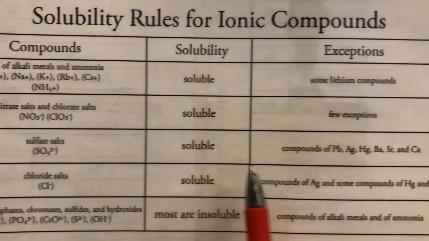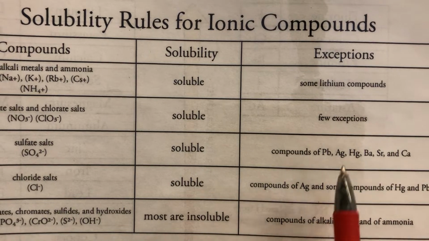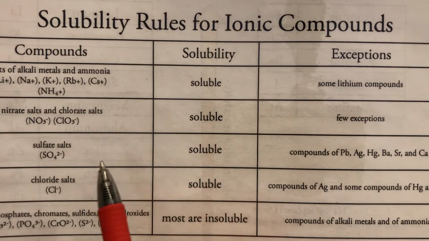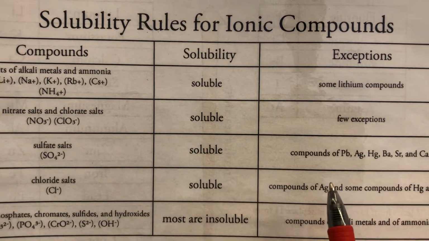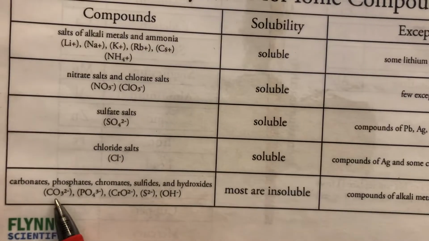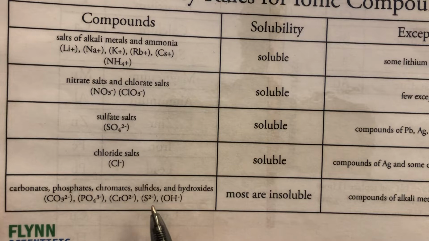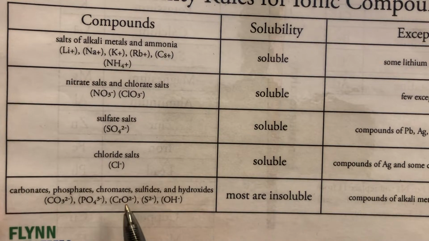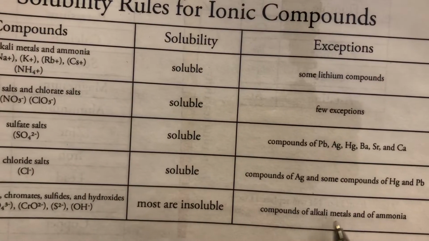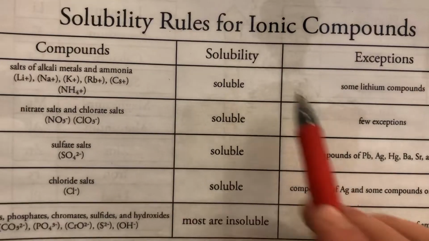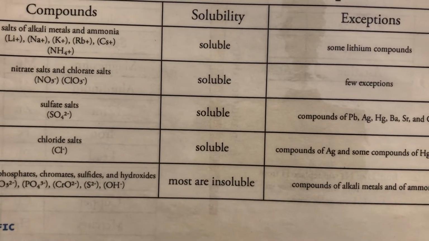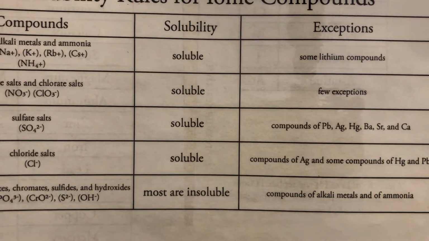Sulfate salts are soluble except when they're combined with these substances. So when we're trying to make a prediction, if something is going to be soluble or not, we've got to look at what the part is and if it matches with the exceptions. Chloride with these exceptions here, and then we've got these basically insoluble substances. So if you see carbonates, phosphates, chromates, sulfides, and hydroxides, you can basically assume that they're going to be insoluble except when they're mixed with alkali metals. And this chart, you don't need to memorize it. It's just something that you need to be familiar with, and it will always be available to you in my class so that you can work with it.